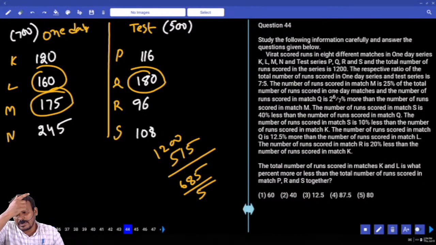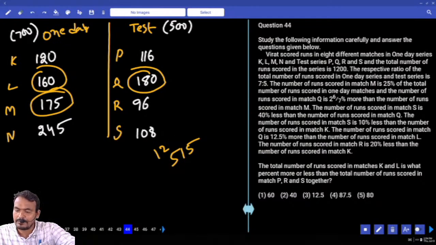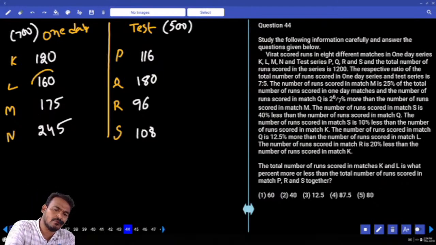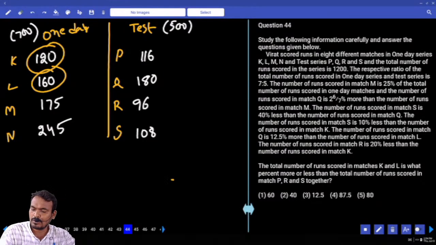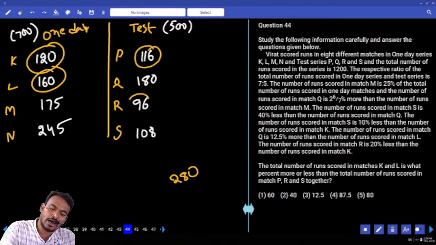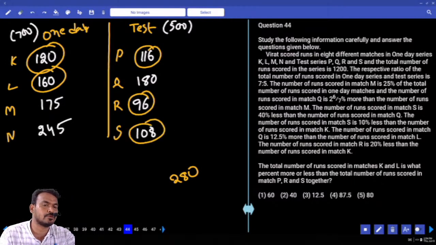The total number of runs scored in matches K and L. What is the K value? 120. What is the L value? 160. Total it is 280. Is what percent more or less than the PRS? What is the P? Just listen. P value, R value, S value means except Q, or not?